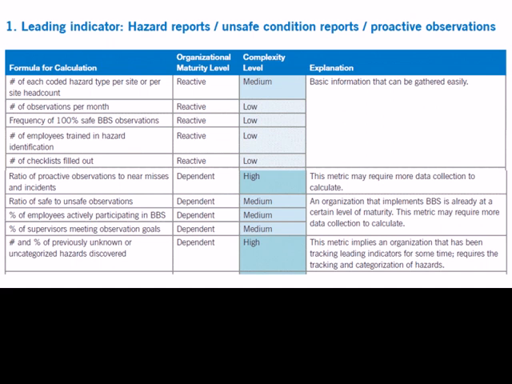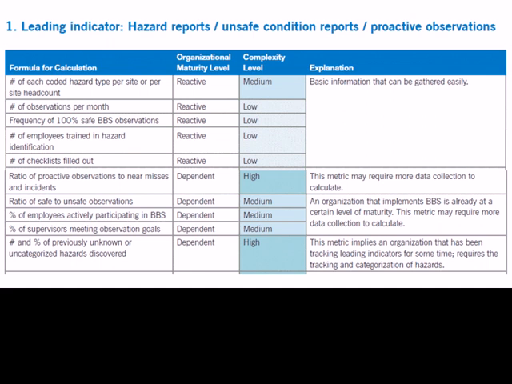So for instance, a metric for observations or hazard reports could be the number of observations per month. That's something that the work group assigned as reactive, and not particularly high in maturity. It's something that can be done at a base level of organizational maturity, and also the complexity is low. And the explanation being that this is basic information that can be gathered easily in an organization.